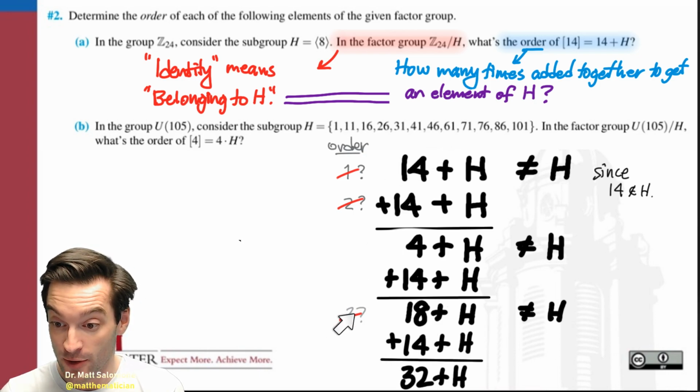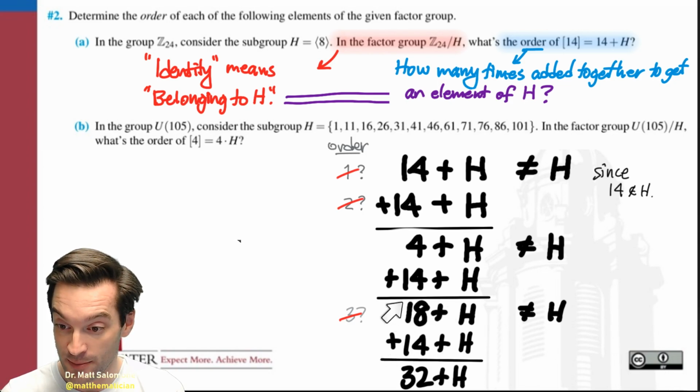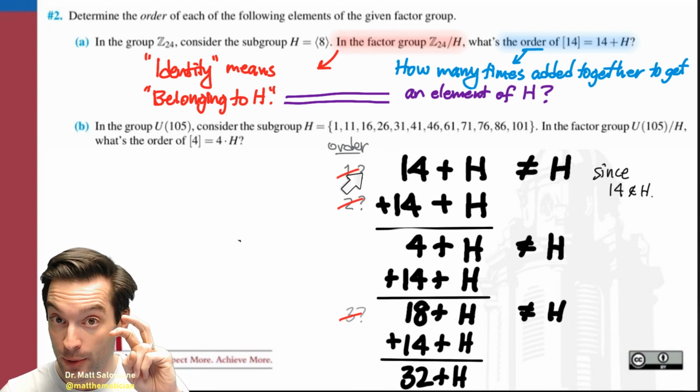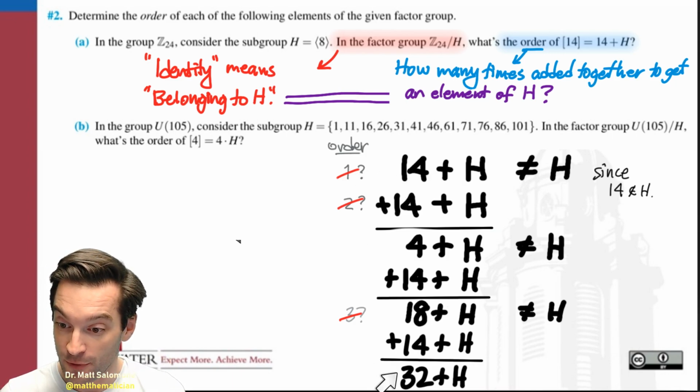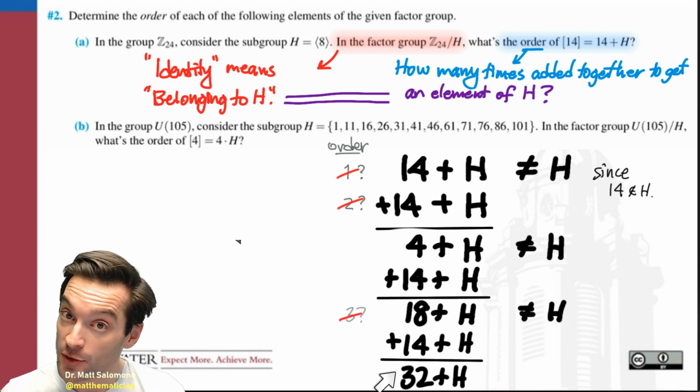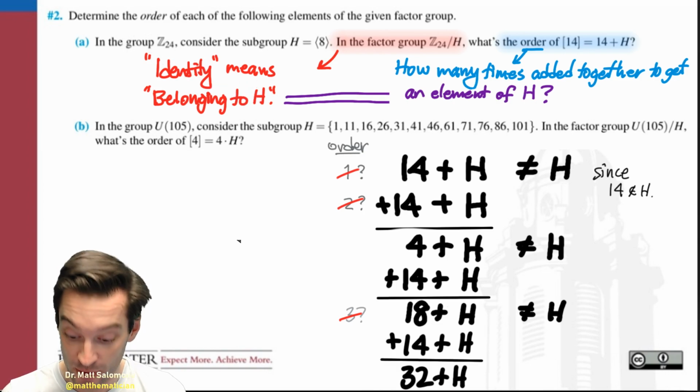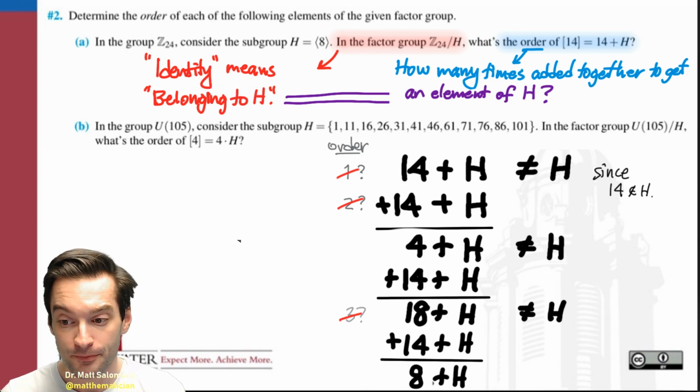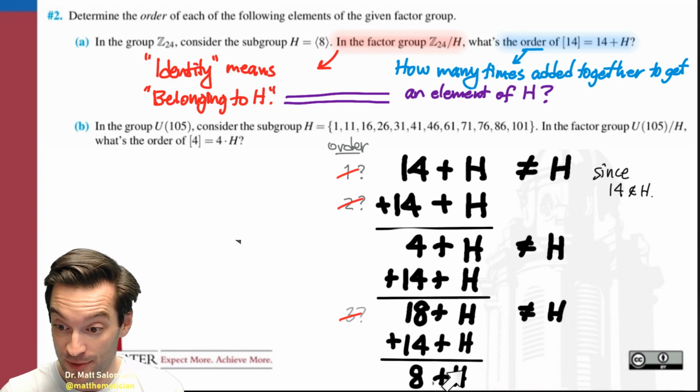We can check to see whether the order is 3, and it's not, because if I add 14 plus H one more time, I get 18 plus H. 18 does not belong to my original subgroup, and so 18 plus H is not the identity coset. But it's when I add the third time, 14 plus H added to 18 plus H, to look at the fourth power of my element, that something changes. The fourth power of my element is represented by 32 plus H, but 32 in Z24 is congruent to 8. And now look at what happens.